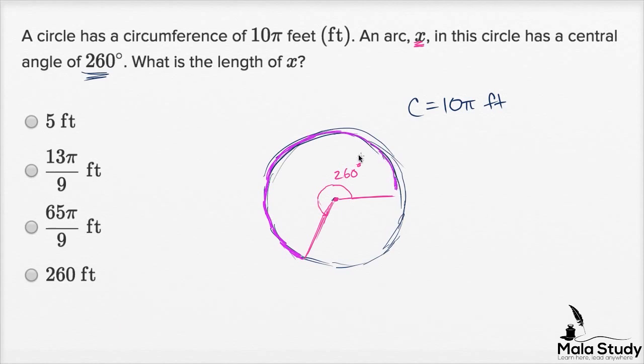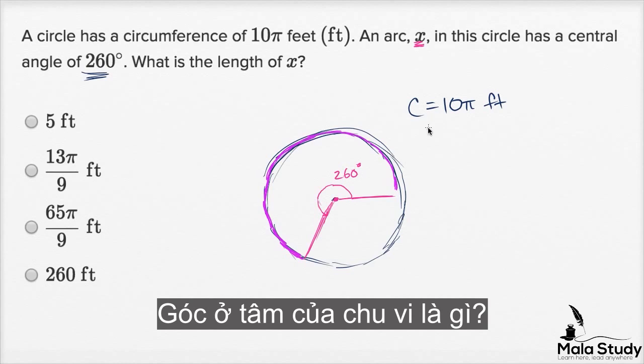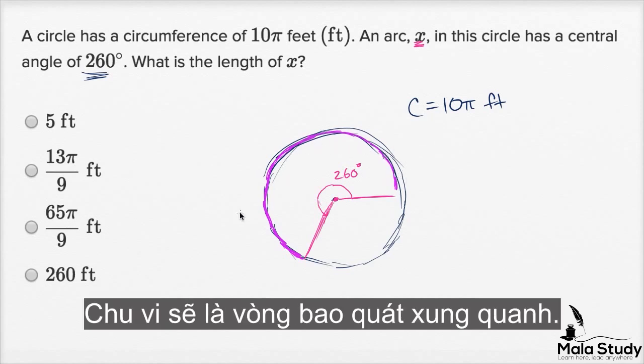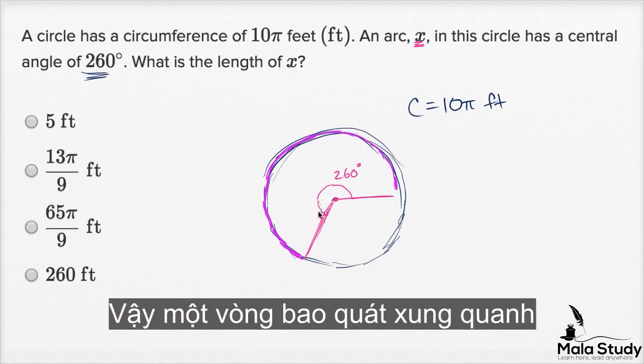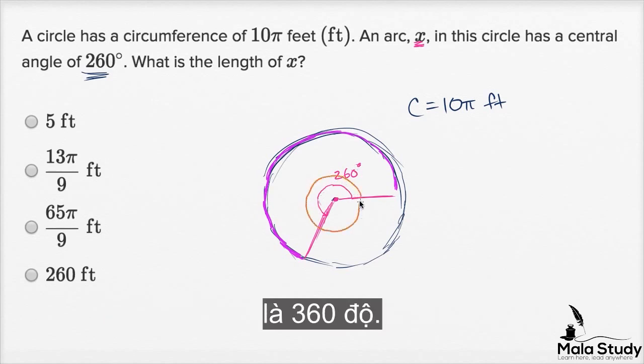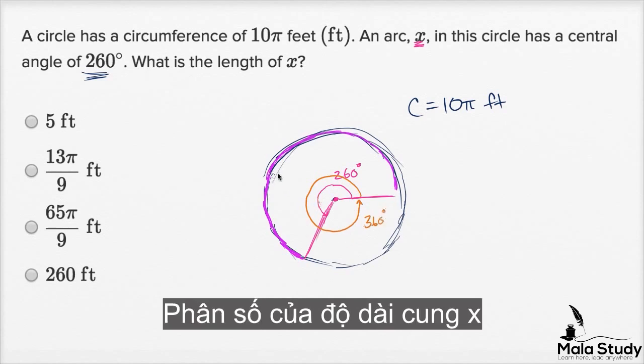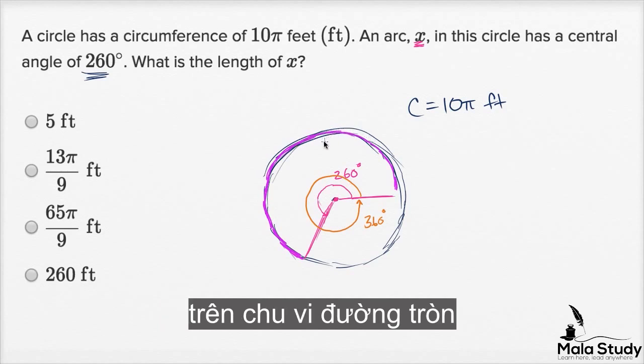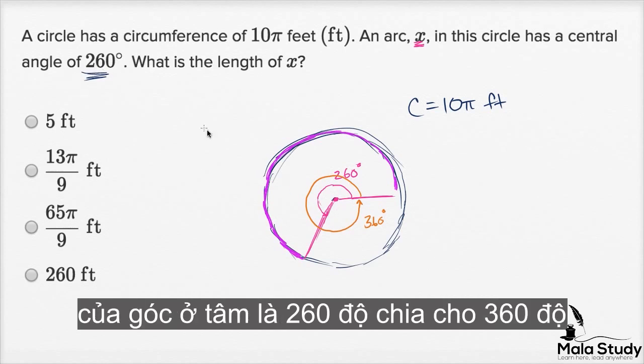Well, think about it this way. Its central angle is 260 degrees. What's the central angle of the circumference? Well, the circumference is going all the way around. So if you're going all the way around, that is 360 degrees. So the fraction that the length of x is of the entire circumference is going to be the same fraction that its central angle is of 360 degrees.